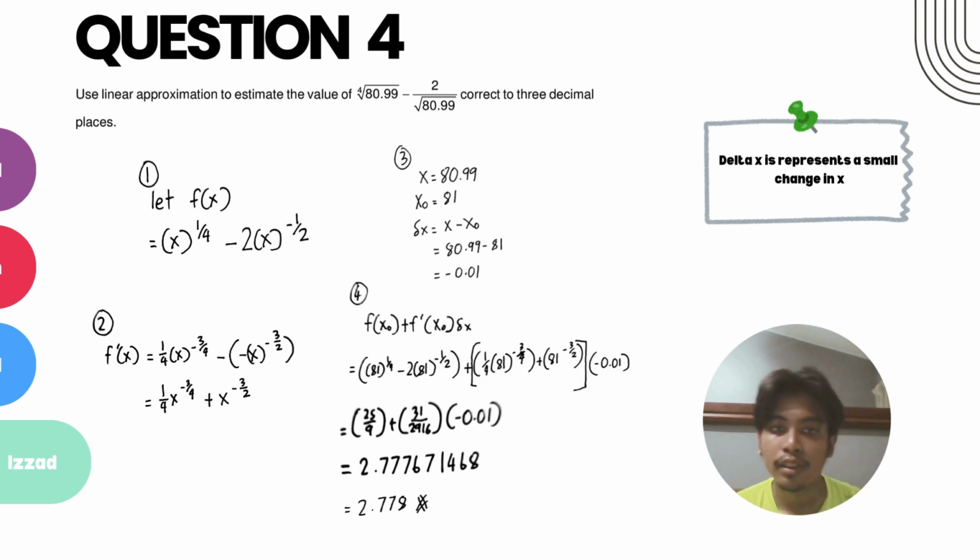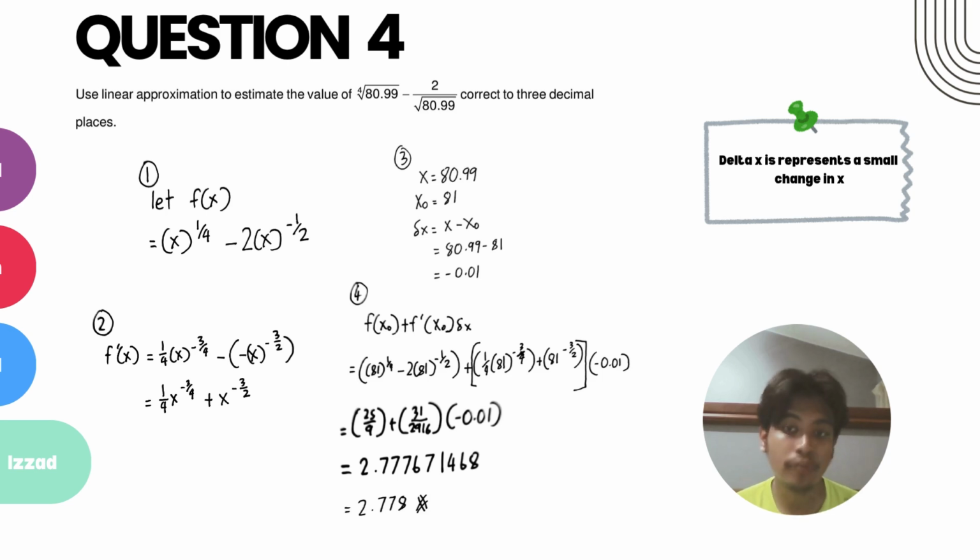The third one, separate it. You make sure that x we know is 80.99. x0 is like the nearest point to x. That's why we take 81. And delta x, as you can see in my notes, delta x represents a small change in x. So it has one formula, which is x minus x0. And the answer is going to be negative 0.01.